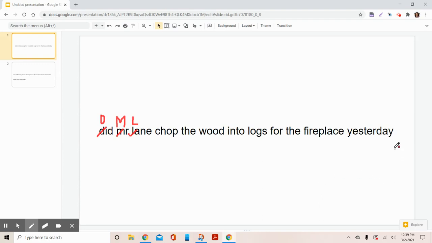And then, of course, we know that every sentence has to end with punctuation. Listen to this sentence again. Did Mr. Lane chop the wood into logs for the fireplace yesterday? What do you notice about this sentence? Is it telling or is it asking? It's asking a question. It's asking, did he chop the wood? They want an answer back to that so we know it's a question. So this has to have a question mark since it is asking a question. Did Mr. Lane chop the wood into logs for the fireplace yesterday?